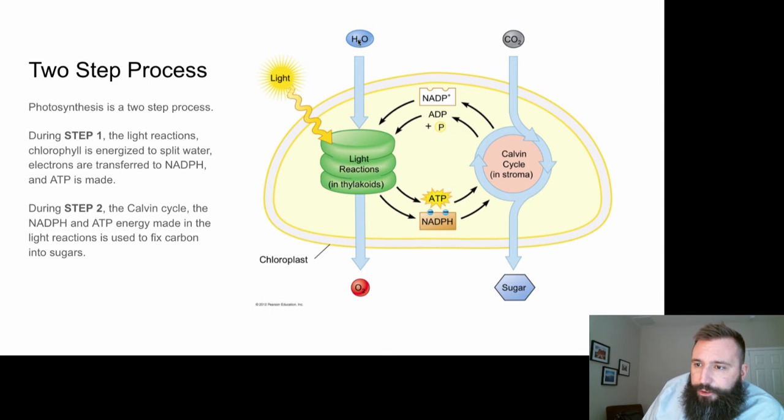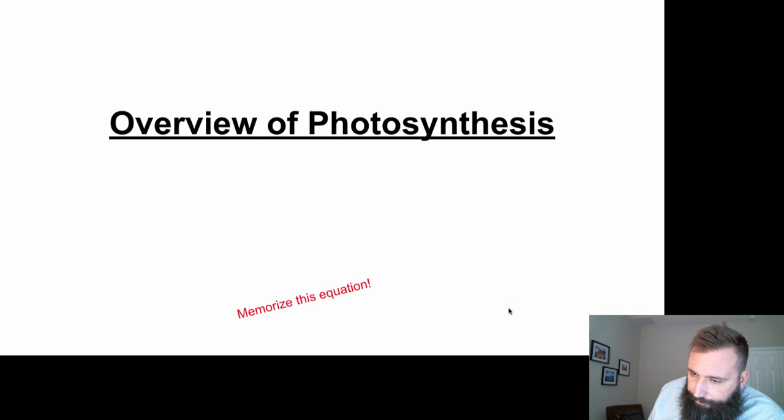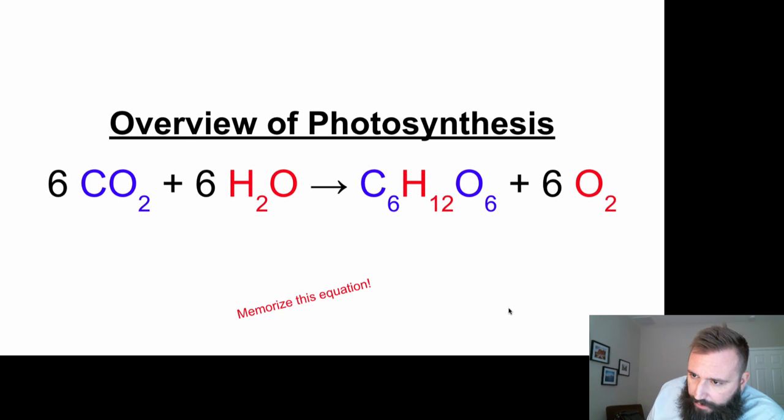And then some of the electrons from H2O become energized again by chlorophyll and get carried by that NADPH molecule here, along with some ATP. So we make some chemical energy in ATP and NADPH that will be used ultimately in the second part of photosynthesis. And that second part is called the Calvin cycle. This is when carbon dioxide is fixed into sugars.